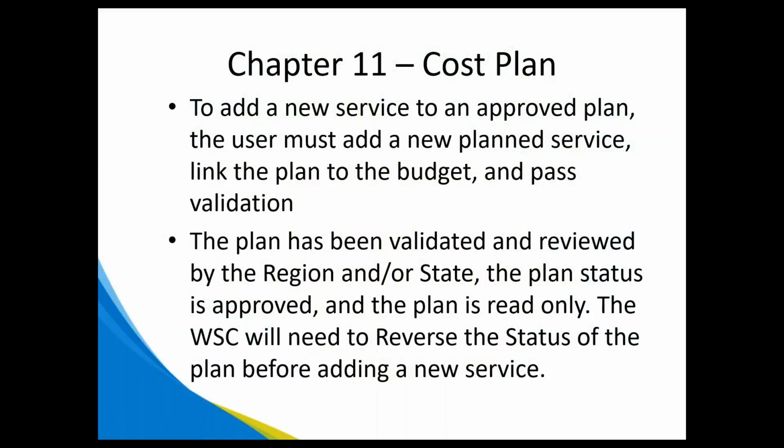This is from the Waiver Support Coordinator Case Management Manual, Chapter 11, Cost Plan. To add a new service to an approved plan, the user must add a new plan service, link the plan to the budget, and pass validation. The plan has been validated and reviewed by the region and/or state. The plan status is approved, and the plan is read-only. The WSC will need to reverse the status of the plan before adding a new service.